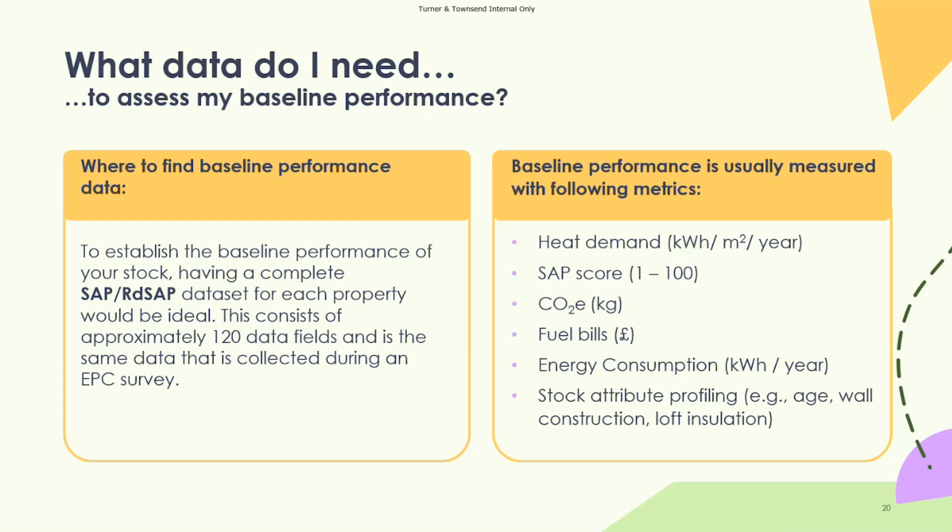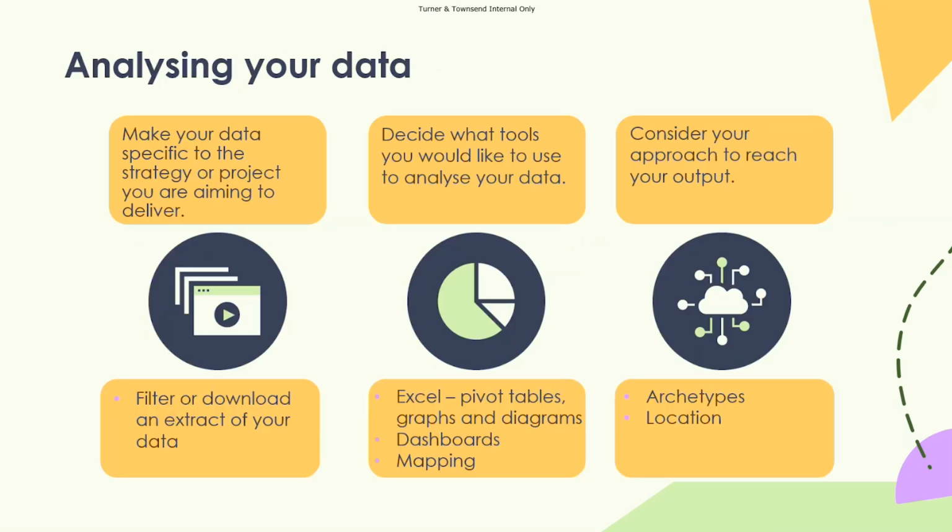So you've got heat demand, which is a measure of how much energy is required to heat a space. You've got the SAP score and EPC rating, average fuel bills as well, energy consumption, and making note of other general attributes for your baseline performance. So things like insulation type, glazing type, heating source, tenure, that sort of thing. And if you've got modeling software, you might be able to use that also to help you calculate your baseline performance.